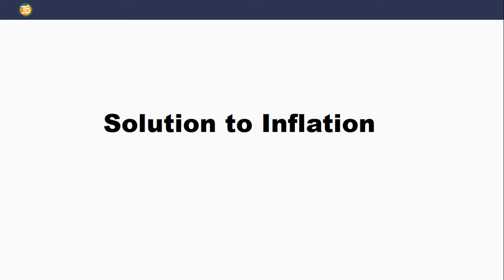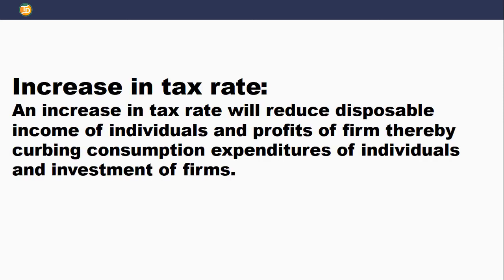Now let's look at the solution to inflation. Number one solution to inflation is increase in tax rates. When there's increase in tax rates, consumption expenditure of individuals will reduce because it will reduce their disposable income. Profit of firms will reduce. It will also reduce the investment of firms. So increase in tax rates will reduce the quantity of money in circulation.